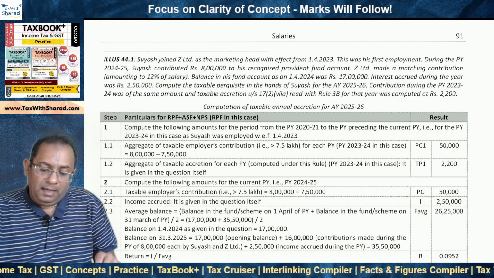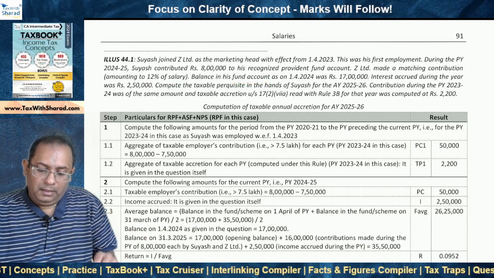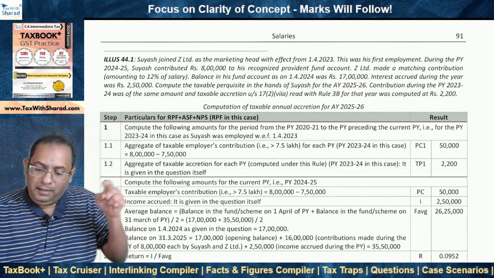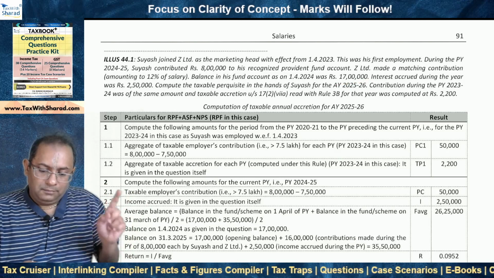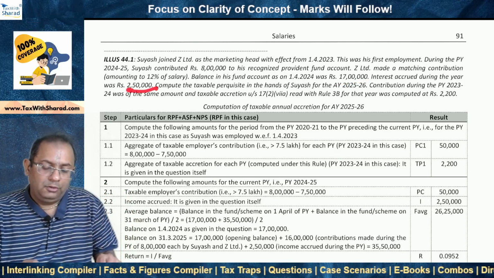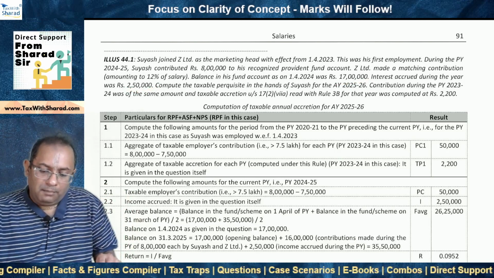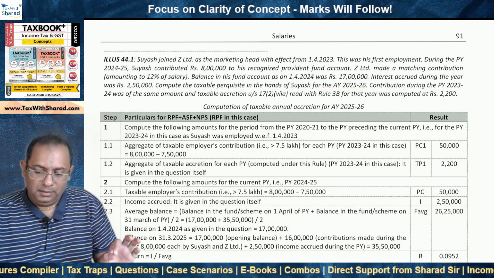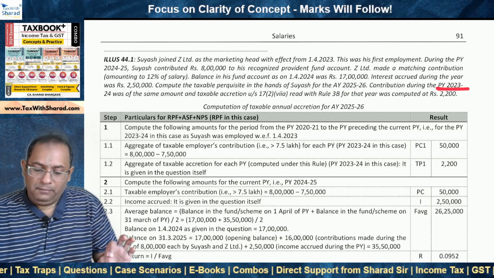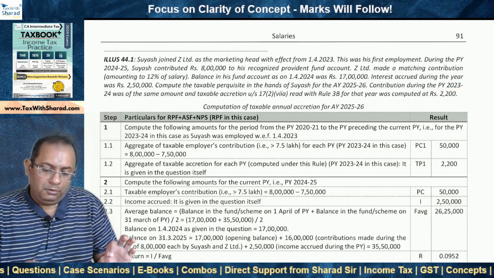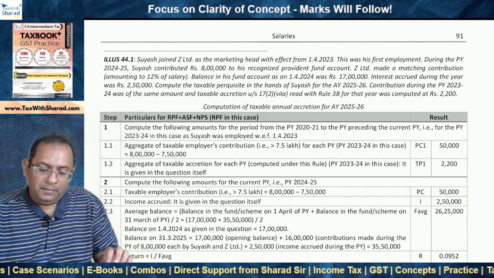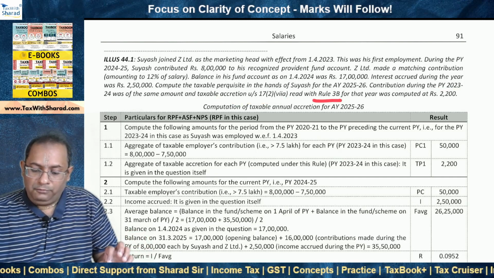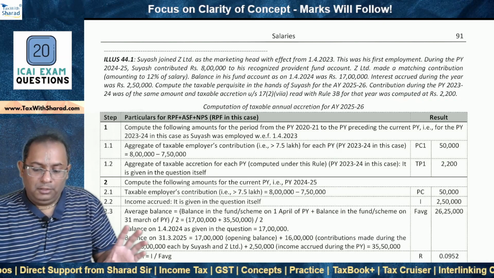Now balance in his RPF account as on 1st April 24 was rupees 17 lakh. And interest accrued during the year 24-25 was 2,50,000. Compute the taxable perquisite in the hands of Suyash for assessment year 25-26. Contribution during the previous year 23-24 was of the same amount, that means 8 lakh. And the taxable accretion under Rule 3B for that year was computed at rupees 2,200.